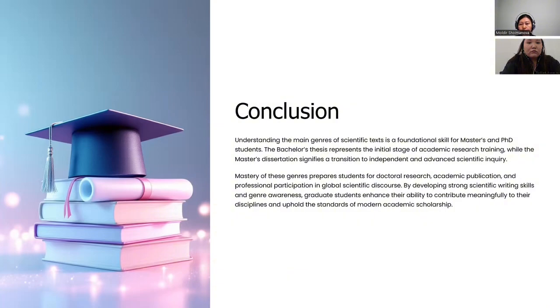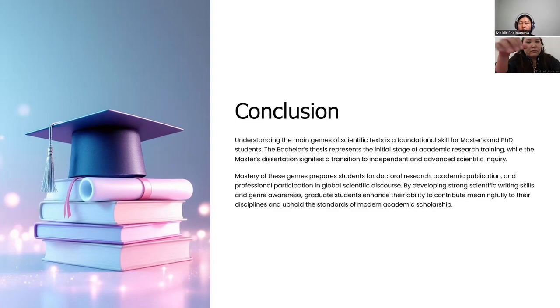So, in conclusion, we may say that understanding the main genres of scientific texts is a fundamental skill for master's and PhD students. The bachelor's thesis represents the first steps of academic research training, while the master's dissertation work signifies a transition to independent and advanced scientific inquiry. And mastery of these genres prepares students for doctoral research, academic publication, and professional participation in global scientific discourse. Also, by developing strong scientific writing skills and genre awareness, graduate students enhance their ability to contribute meaningfully to their disciplines and uphold the standards of modern academic scholarship.